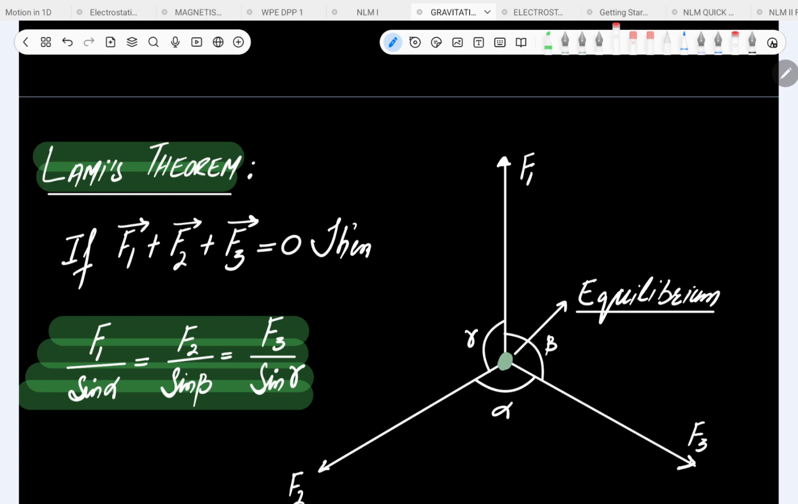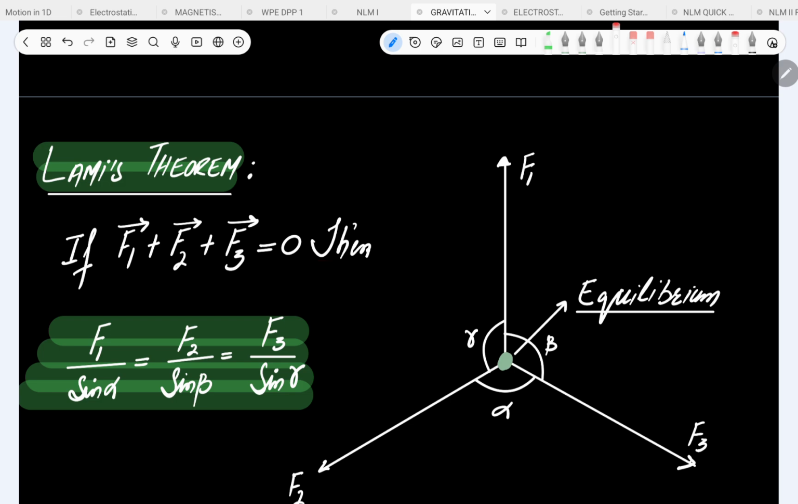The statement is like this: if a body is in equilibrium, equilibrium of three forces. Now see, we have a particle, and on this particle there are three forces, F1, F2 and F3, and the vector sum of all these three forces is equal to 0.